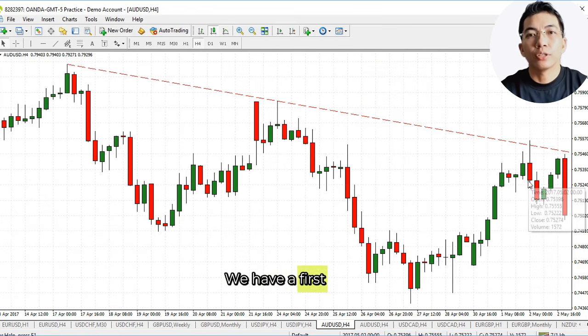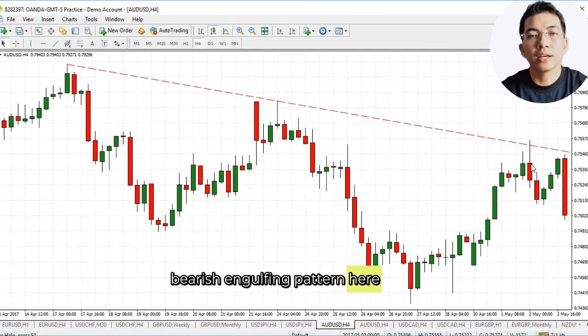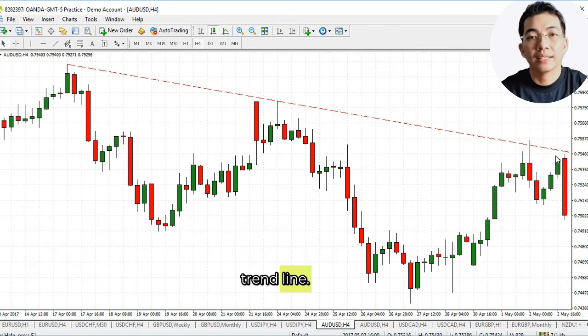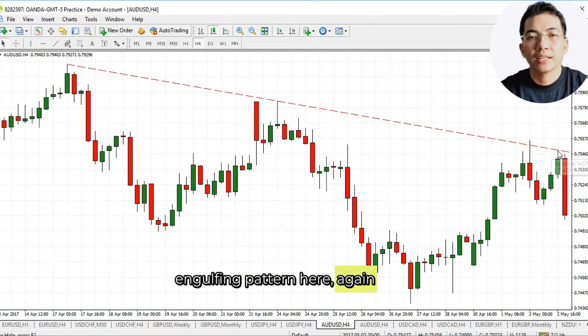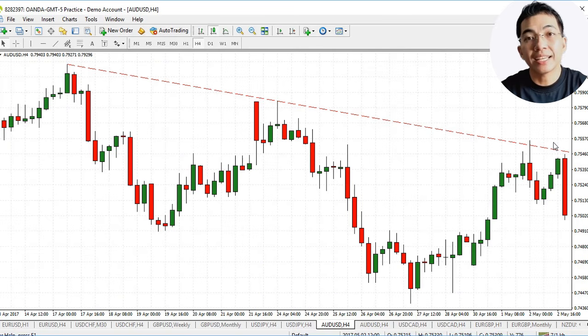We have a first bearish engulfing pattern here with a long upper shadow that is telling me that buyers failed the attempt to push the price over the trend line. Then a second bearish engulfing pattern here, again on the downtrend line. This is beautiful. I look like a kid recording this video.